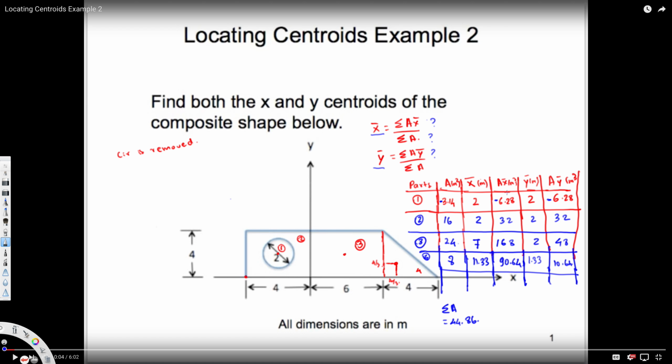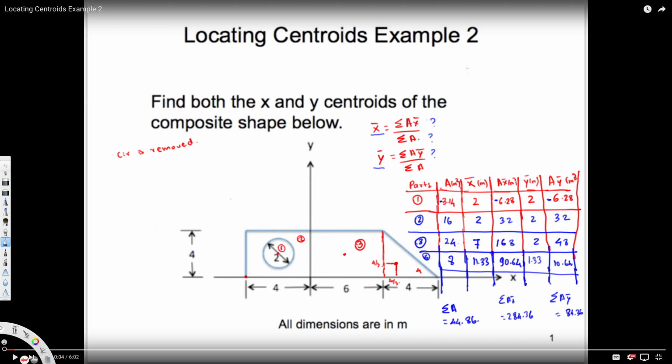44.86, and sigma ax is going to be equal to 284.36, and sigma ay is going to give us 84.36. So these are the 3 values we need to calculate these things. So now let's calculate and see what we get.